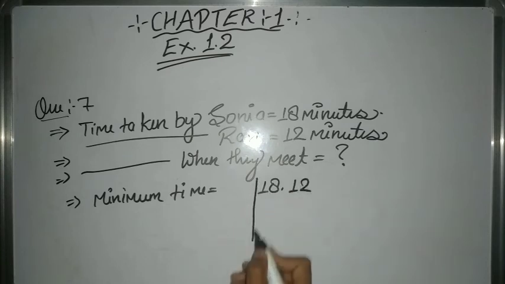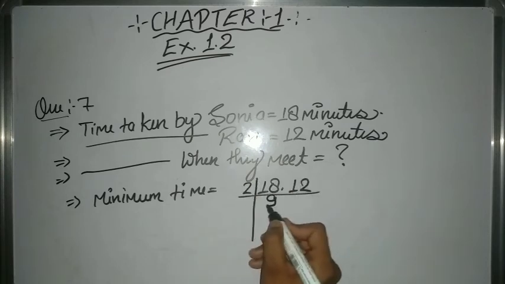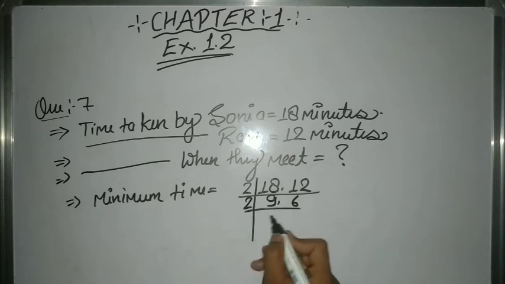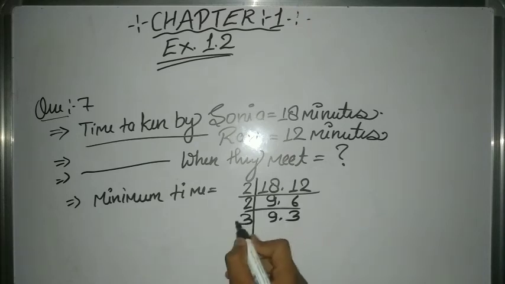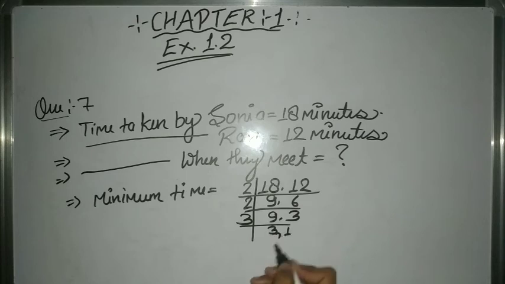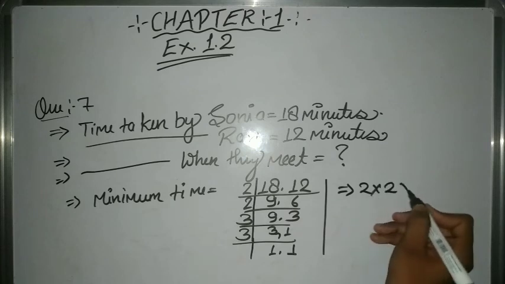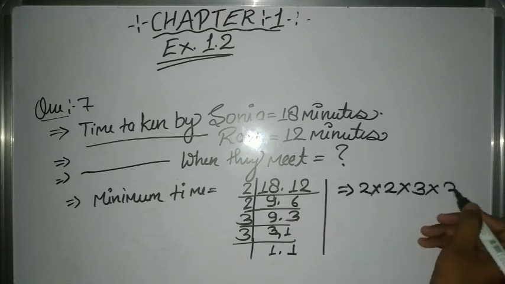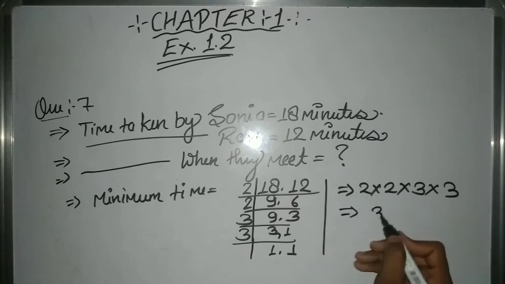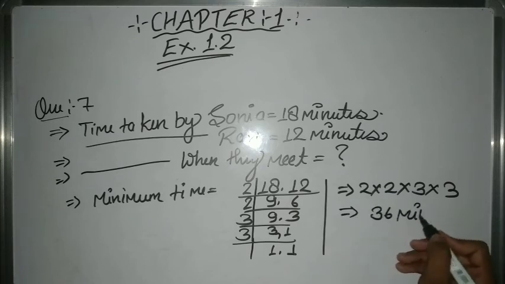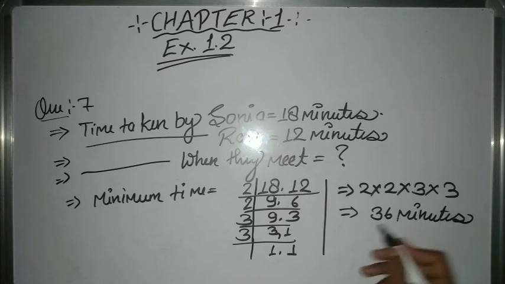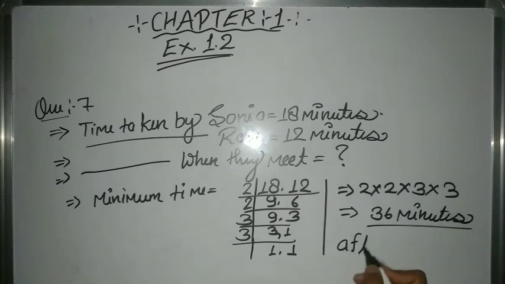We will take the LCM of 18 and 12. Divide by 2: 9 and 6. Again by 2: 9 and 3. Again by 3: 3 and 1, and then 3. We multiply these: 2 into 2 into 3 into 3, 2 twos are 4, 4 threes are 12 and 12 threes are 36. The minimum time they meet again is 36 minutes. Our exercise has finished here.